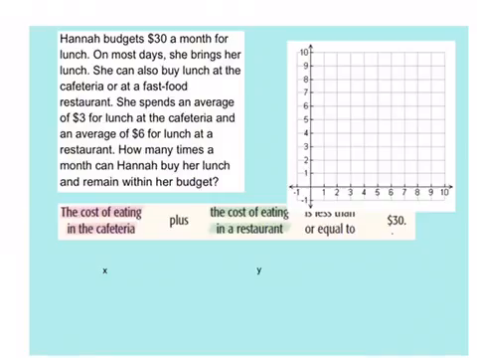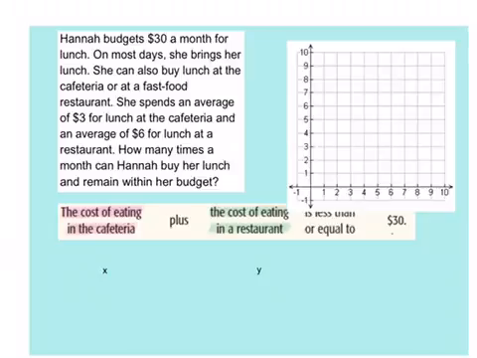So we're going to look at example number 1. Hannah budgets $30 a month for lunch. On most days, she brings her lunch. She can also buy lunch at the cafeteria or at a fast food restaurant. She spends an average of $3 for lunch at the cafeteria and an average of $6 for lunch at a restaurant. How many times a month can Hannah buy her lunch and remain within her budget?